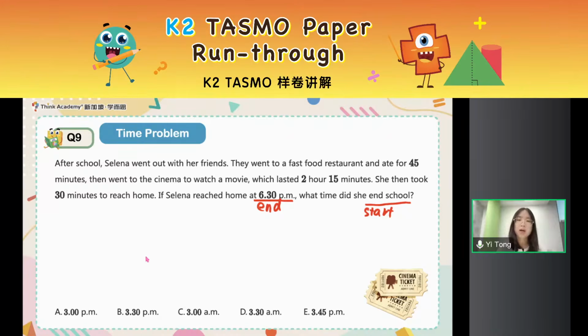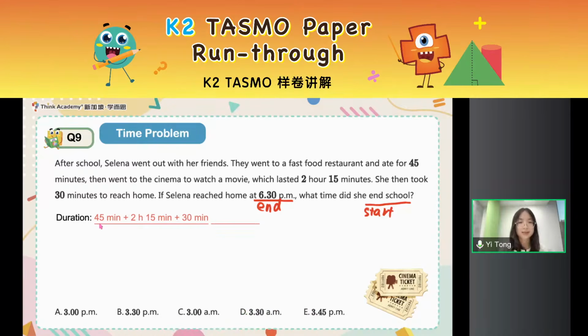For time problem, we want to draw a timeline. Let's draw a timeline later. So first, duration. How long did everything last? So we have 45 minutes first, then 2 hours and 15 minutes, then 30 minutes. Okay, right, so this is our total time. Now let's add them all together. So here is a quick trick.